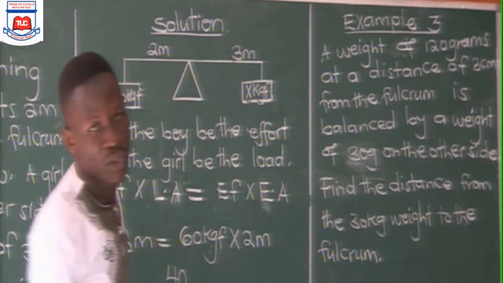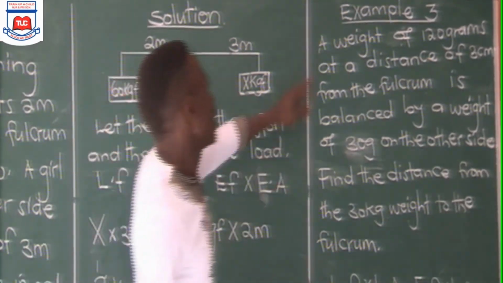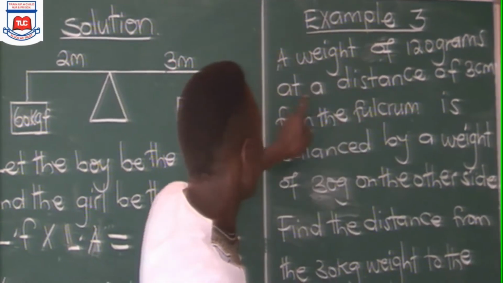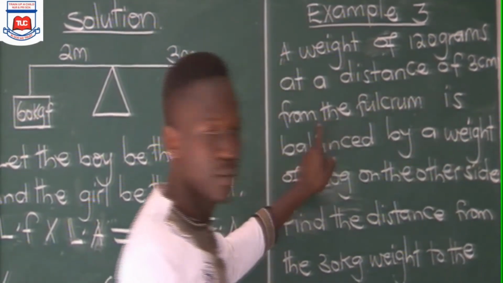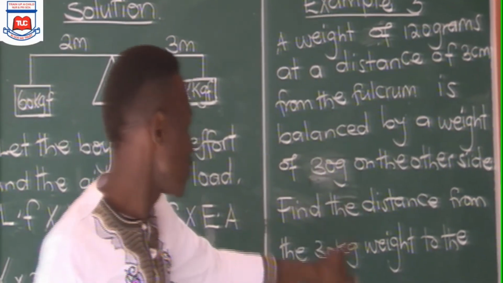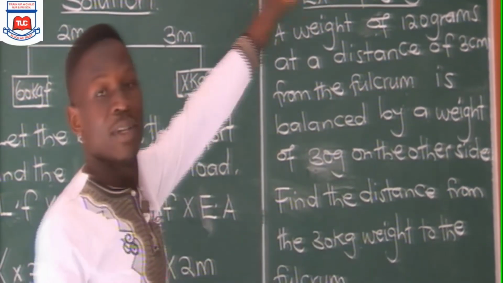It's a very easy question. I'm going to repeat. A weight of 120 kilograms at a distance of 3 meters from the fulcrum is balanced by a weight of 30 kilograms on the other side, of course, of the machine.